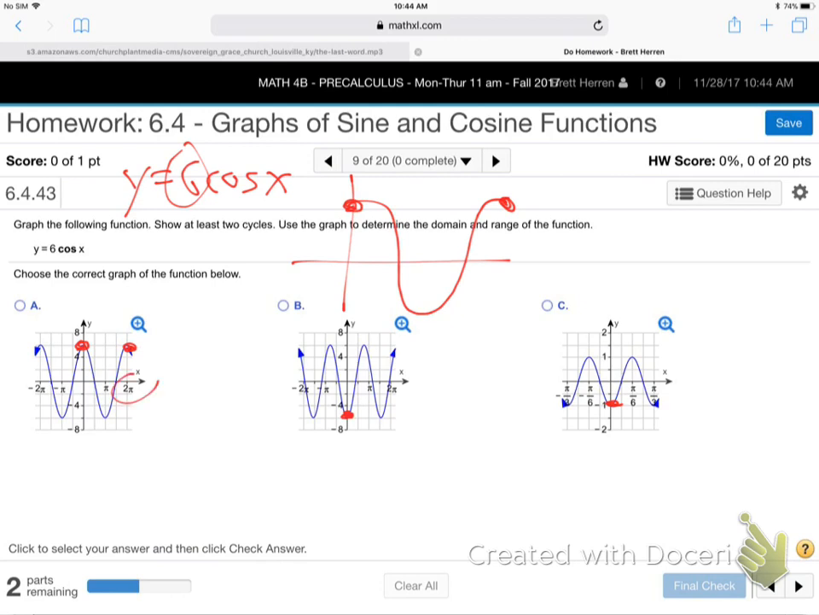By 2 pi. And this one does have a normal period. This is just 1, so the period 2 pi over 1 is just 2 pi. So that's right. So it's clearly A. That part's easy. What are the others?